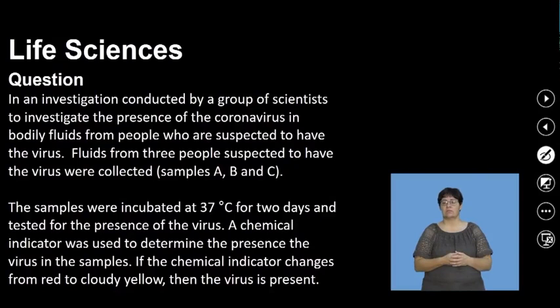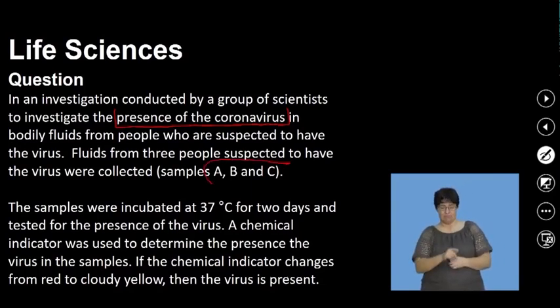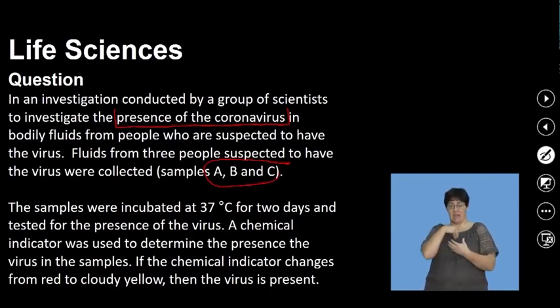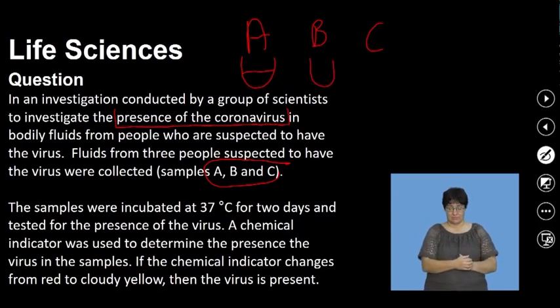Okay, so in an investigation conducted by a group of scientists to investigate the presence of the coronavirus. Okay, so we're going to see how do we know that the coronavirus is present in body fluids from people who are suspected to have the virus. Fluids from 3 people, A, B, and C, who are suspected to have the virus are collected. All right, so we have A, B, C, and we've got their body fluids, say we put them in each of the test tubes.